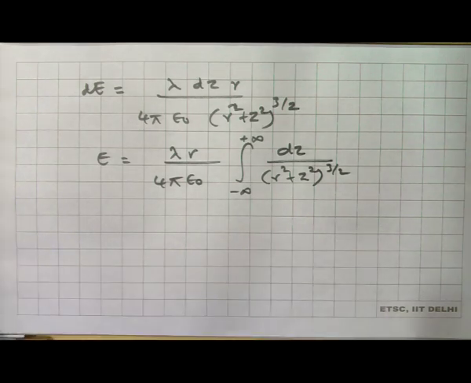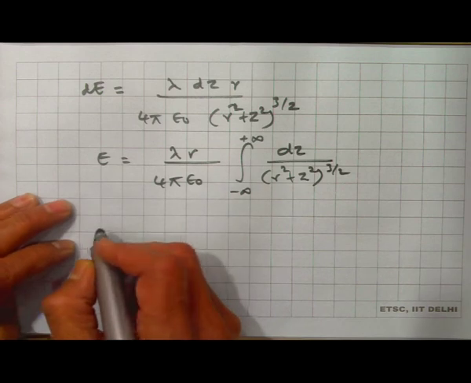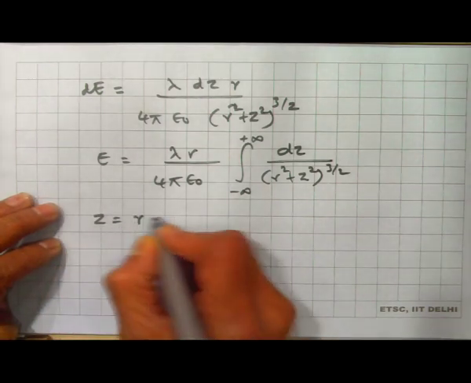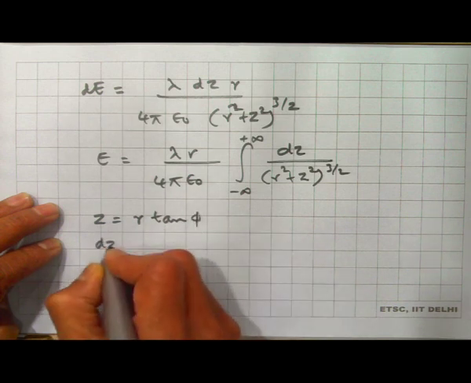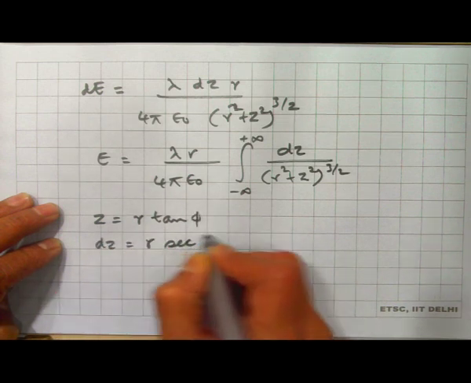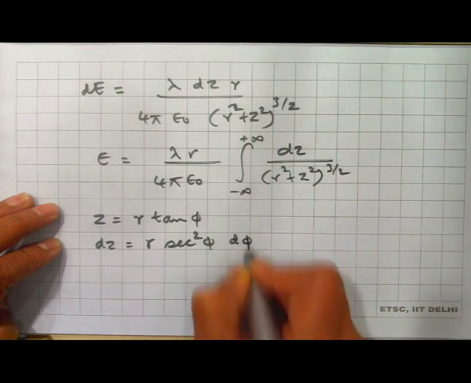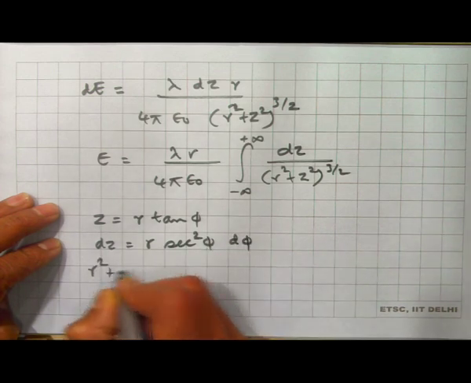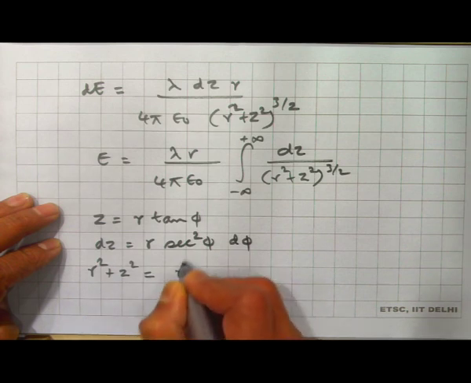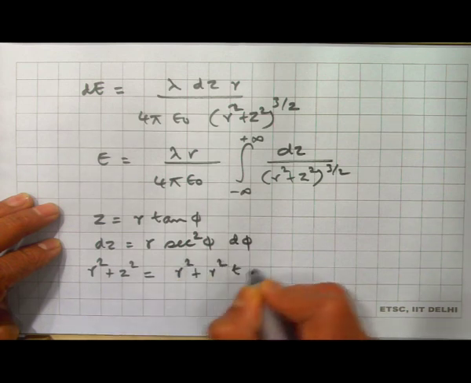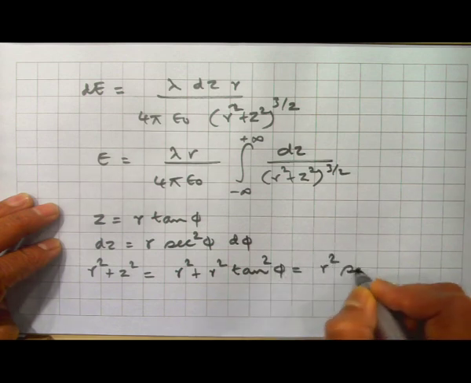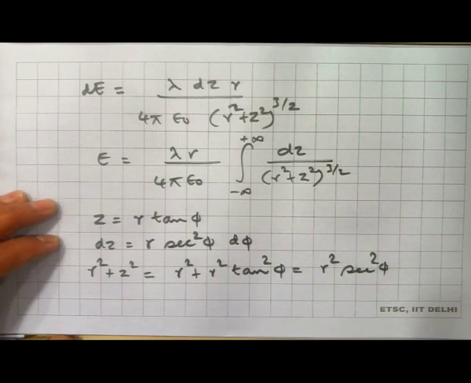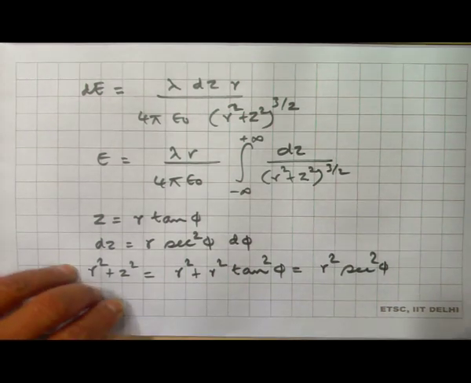Now, that is a very standard integral. All I have to do is a small change of variables. So I write z is equal to r tan phi. So dz will be equal to r secant square phi d phi, and r square plus z square will be equal to r square plus r square tan square phi, which is equal to r square secant square phi. So E becomes, I can write an expression for E.